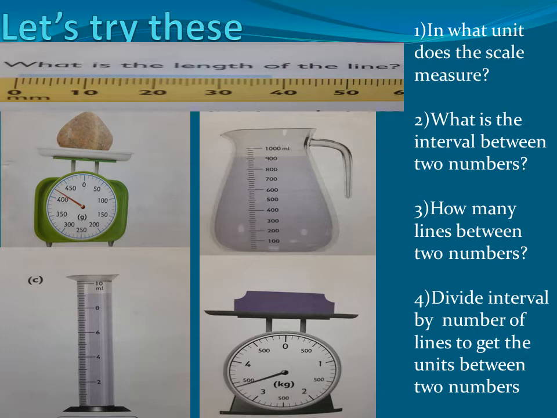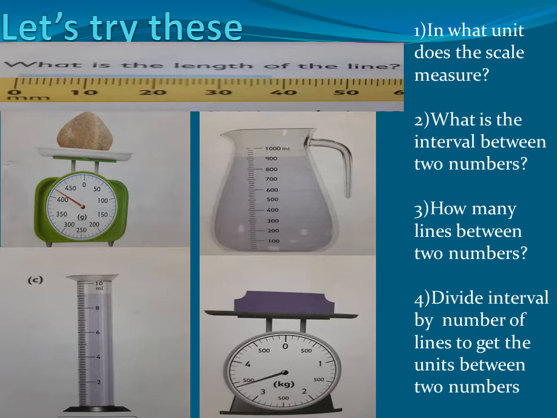Now the third thing, how many lines are in between? Let's count. 1, 2, 3, 4, 5, 6, 7, 8, 9, 10. Okay, so we have 10 lines in between, and we also have the interval as 10. 10 divided by 10 is what? Great job. It's 1. So what do we then do? It means each of these tiny lines represents 1. So when we are doing the measurements, what do we do? We keep adding 1, 1, 1.